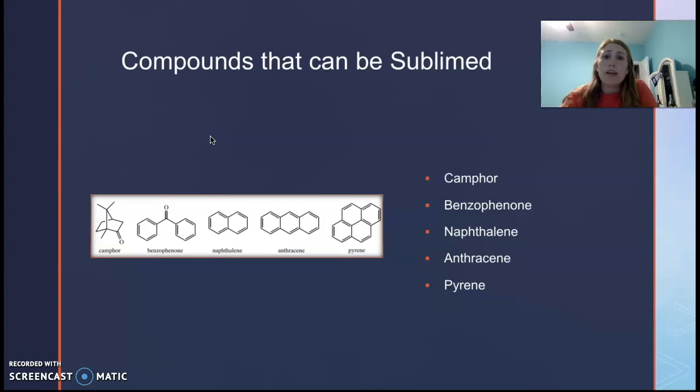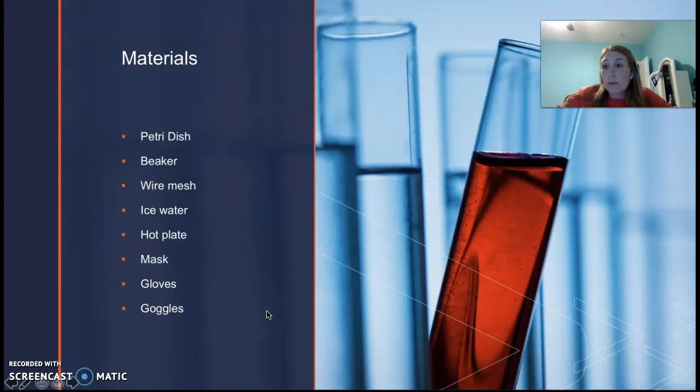Some compounds that can be sublimed are camphor, benzophenone, naphthalene, anthracene, and pyrene, and their structures are right here. So some of the materials you'll need for this lab are a petri dish, a beaker, wire mesh, ice water, hot plate, mask, gloves, and goggles.